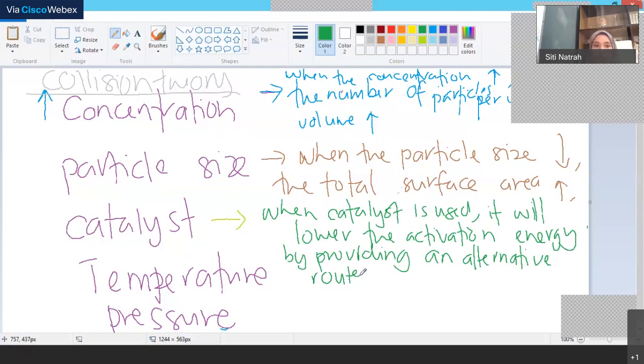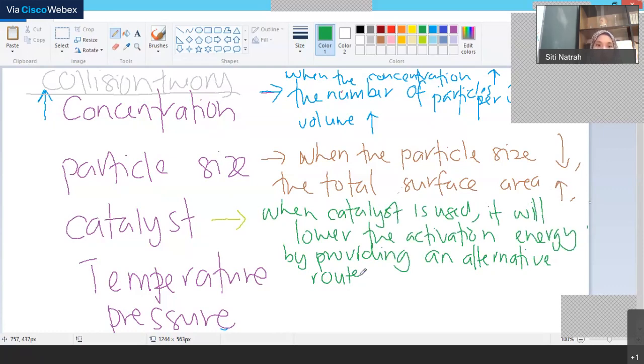Harap kamu faham. Now kita baru je go through benda ni. Concentration, particle size, catalyst. So bila catalyst ni guna je, it will lower the activation energy ni. And then which is you will provide alternative of path.